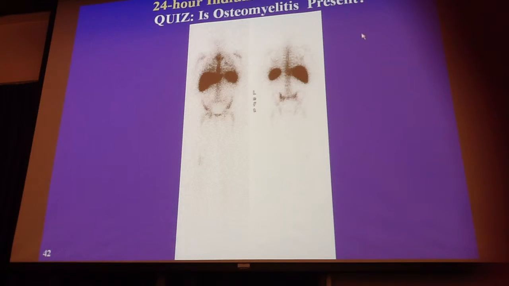So here's an interesting scan. Does the patient have osteomyelitis? First of all, what are we looking at here? Infection? 24-hour indium. Yes, like the liver and the spleen. Do you see anything you're concerned with on this patient? There's a lot of activity in the lungs. What about down here? Anybody see anything on the leg?